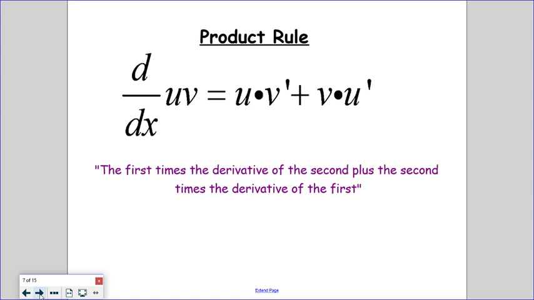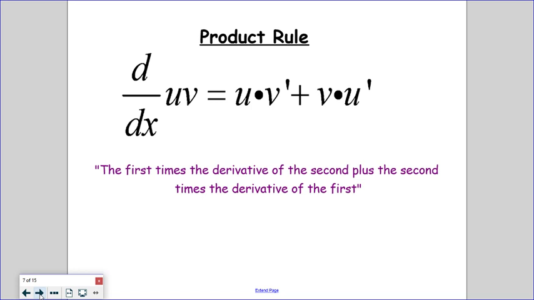Well, the product rule says this: take u, unchanged, the function u, times the derivative of v, plus v times the derivative of u. Or in words, as we look at that, we could say the first times the derivative of the second, plus the second times the derivative of the first. This is the product rule of two functions.